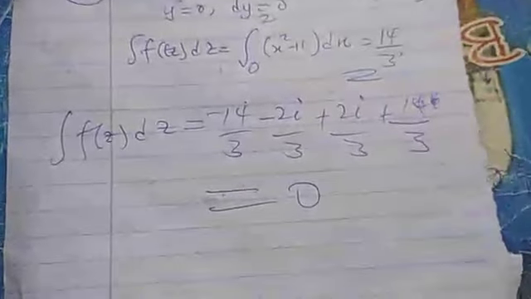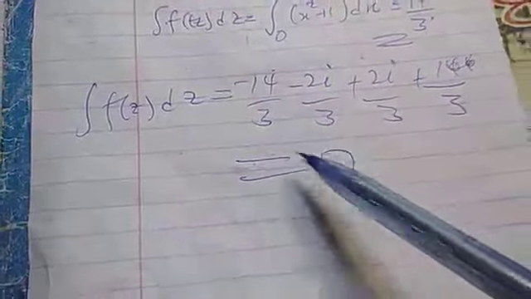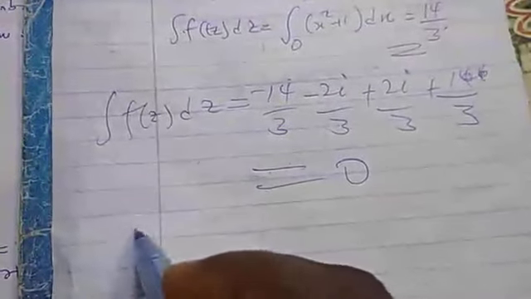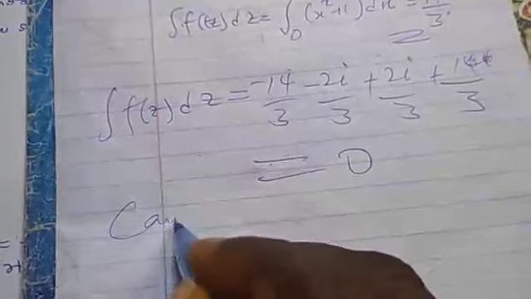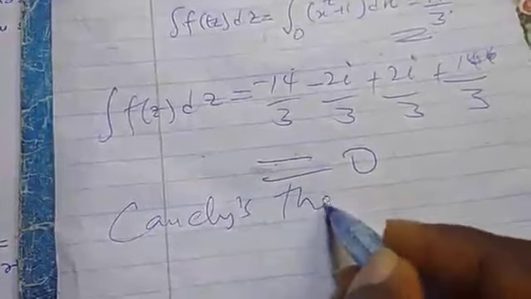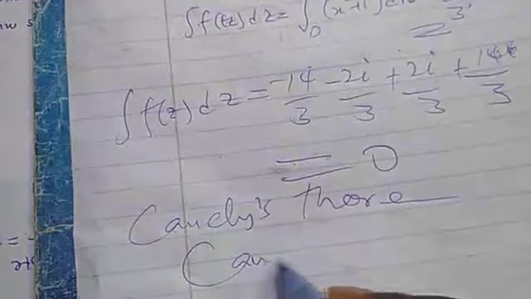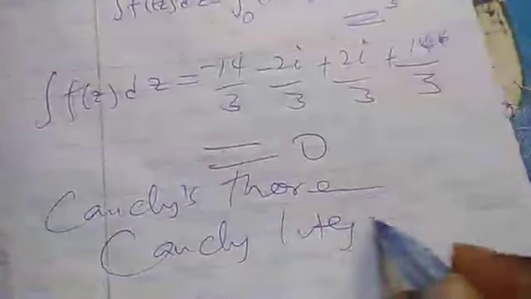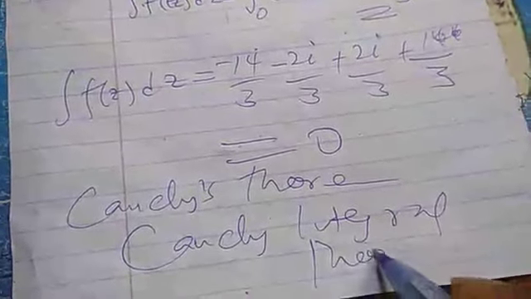This will be equal to 0. So the integral f of z dz is equal to 0. And since it's 0 like that, this satisfies what we call Cauchy's theorem, or Cauchy integral theorem. So the integral of f of z dz is 0. And we observe that this function is analytic everywhere. So if a function is analytic, Cauchy's theorem says that the integral of that function will be equal to 0.